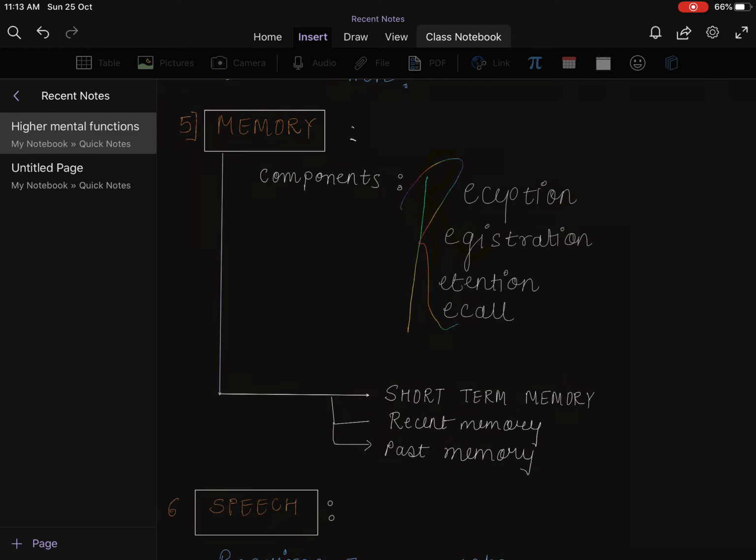The second test for short term memory is you can ask the patient to spell any word backwards, like India. It is used for testing the working memory, a good test for working memory. And the third thing in short term memory you can do is give him a telephone number and ask for the number after 30 seconds or so.